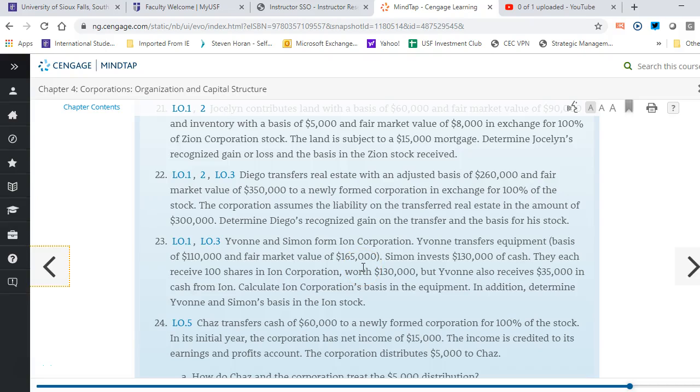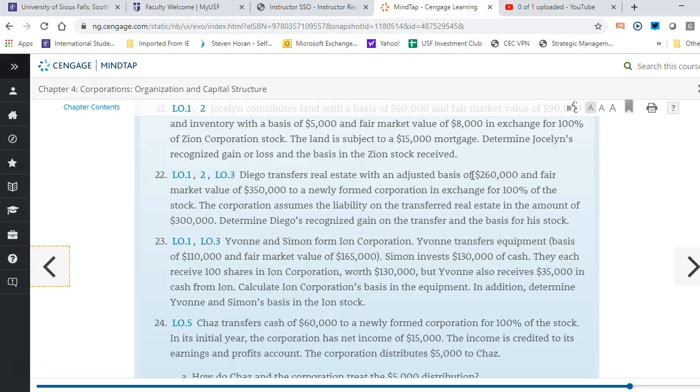Let's take a look at Chapter 4, and we'll start with question 22 right here. So Diego transfers real estate with an adjusted basis of $260, fair market value of $350, to a newly formed corporation in exchange for 100% of the stock. The corporation assumes a liability in the transferred real estate in the amount of $300,000. Determine his recognized gain on the transfer and the basis for his stock.